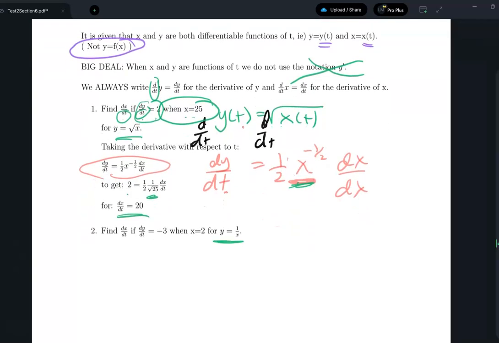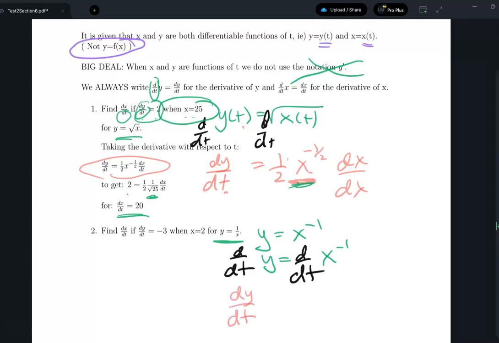So here's our function. So you know this could be rewritten as this. So to take the derivative with respect to t on both sides, so it's different. So I need to get you in the habit of doing something different. So this left-hand side is dy over dt, not y prime. I'll take major points off. This will give you negative x to the negative 2 times dx over dt.